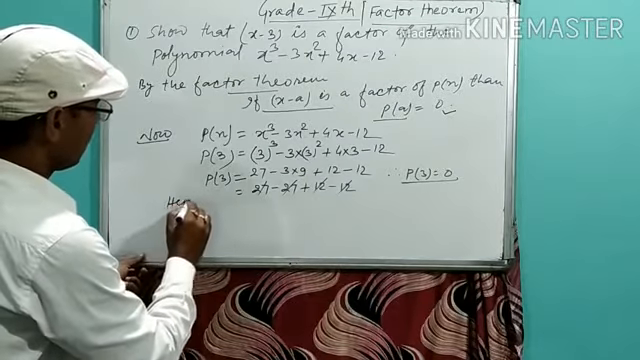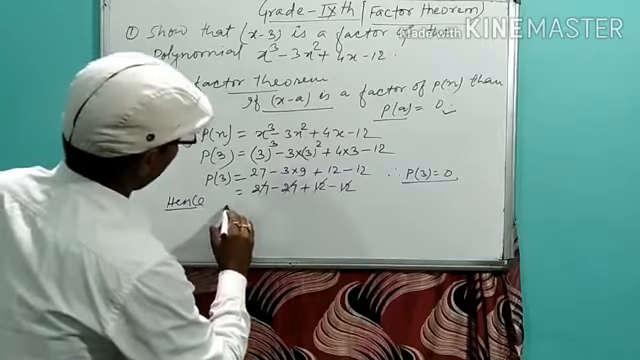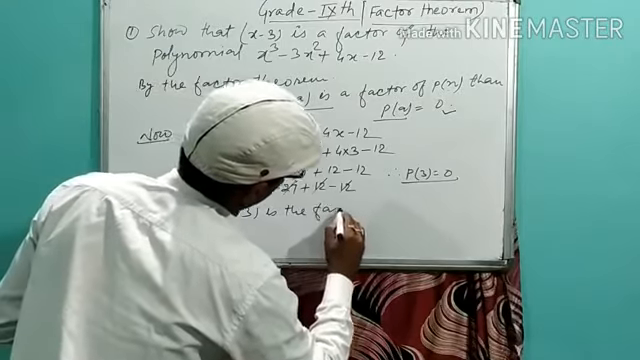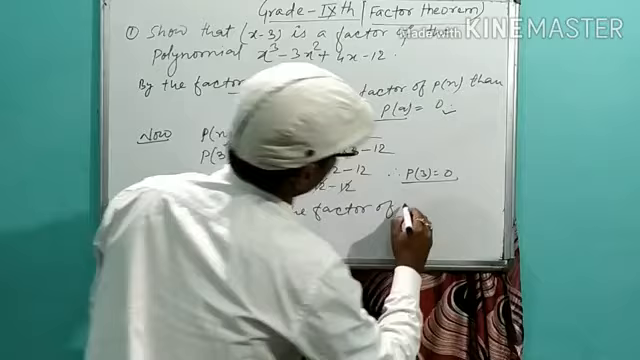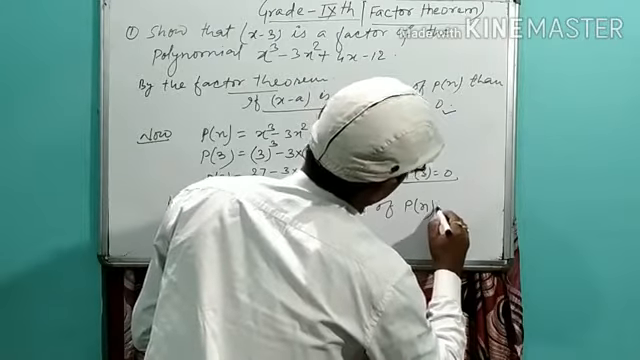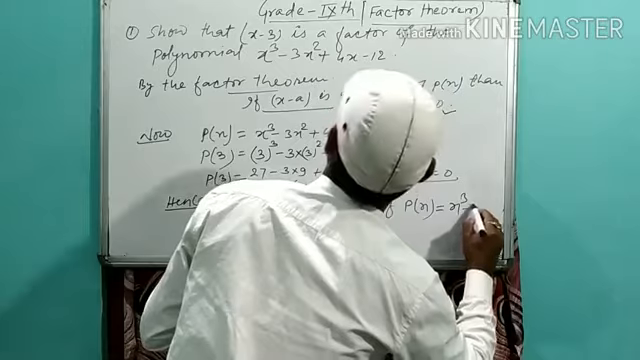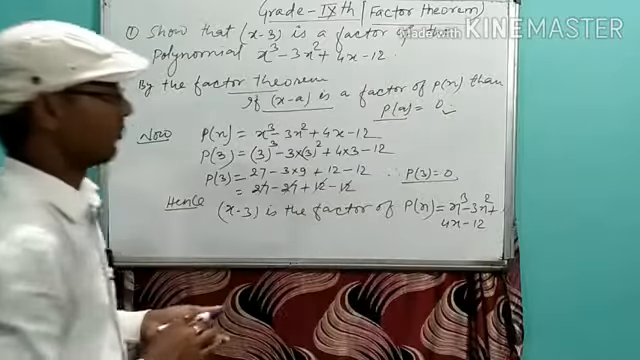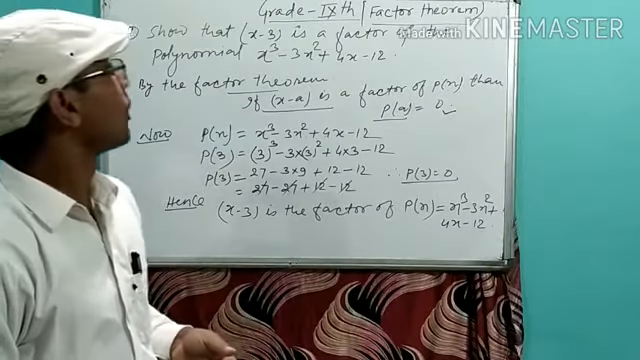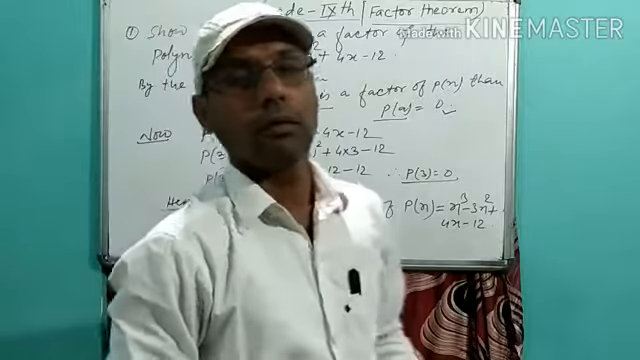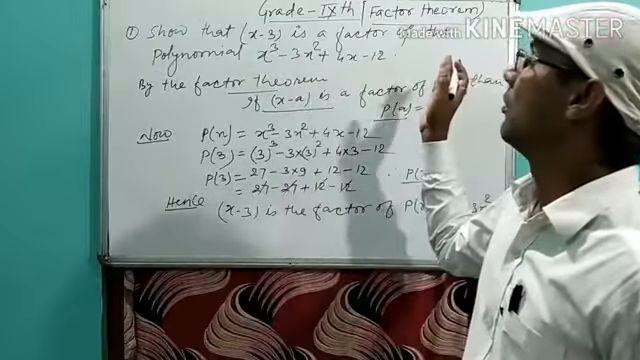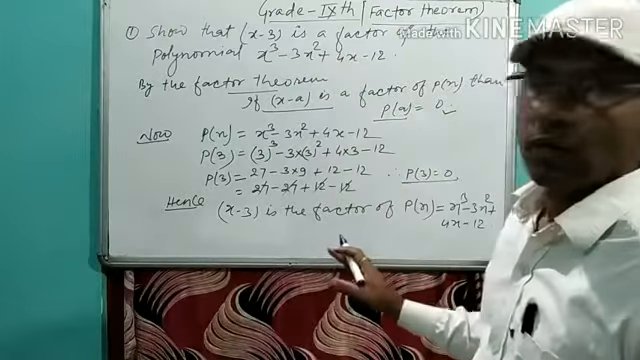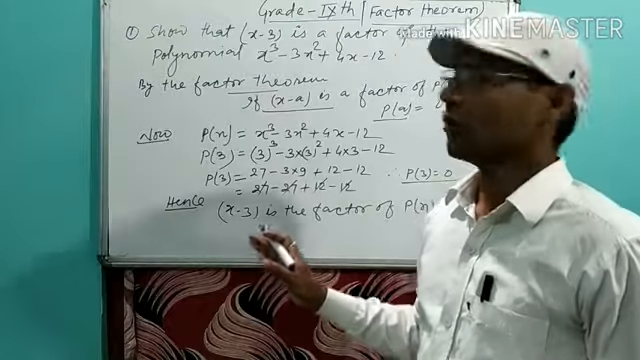Hence, x minus 3 is a factor of the polynomial p(x) equals x cube minus 3x square plus 4x minus 12. In this way, you can show that this is a factor of this polynomial by putting the value of x.